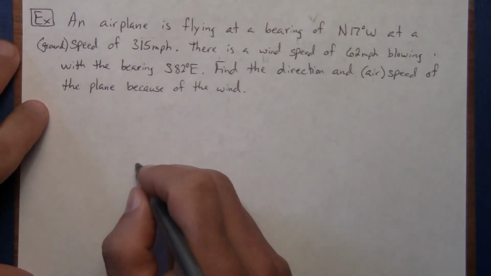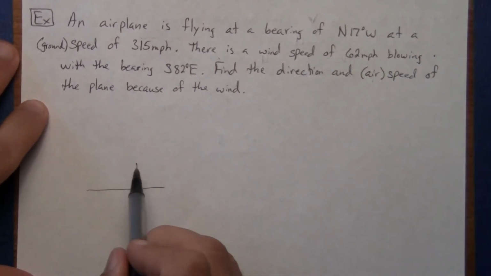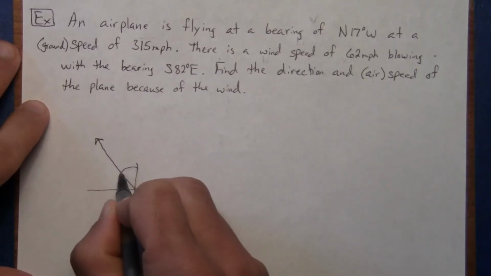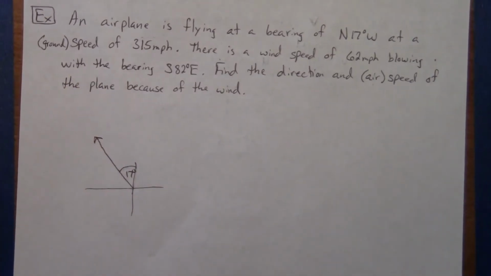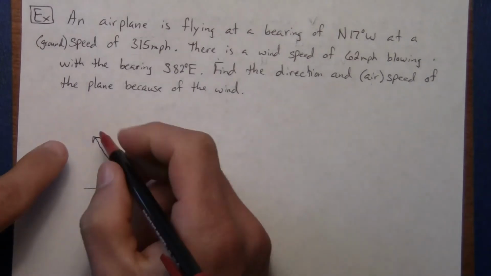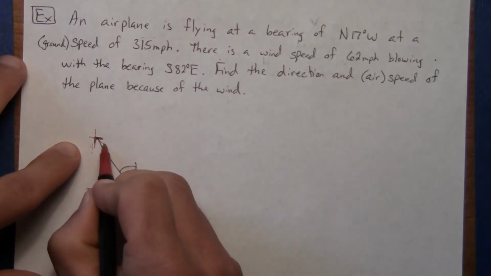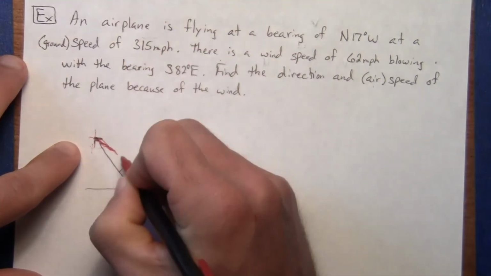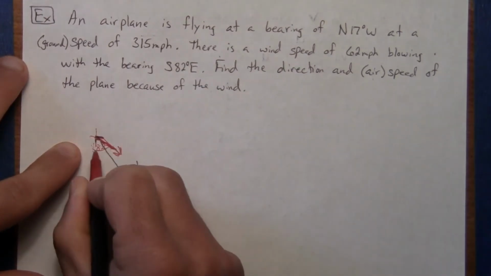But if I draw myself a picture, it says that the plane is flying at a bearing of north 17 degrees to the west. So there is my plane, and this is 17 degrees. And then it says there's a wind blowing 62 miles an hour and it's going south. So from the end of this plane, wherever you stop there, if you went south 82 degrees to the west, this is representing the wind vector. Not a very good picture, but there's the wind vector, and this is 82 degrees.